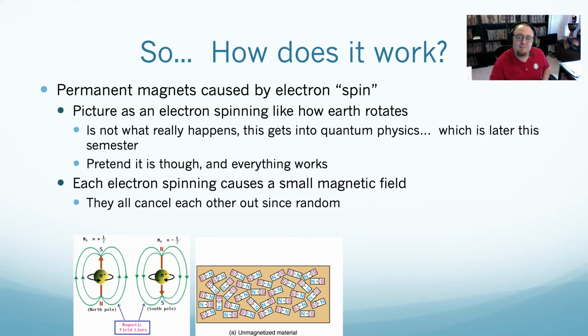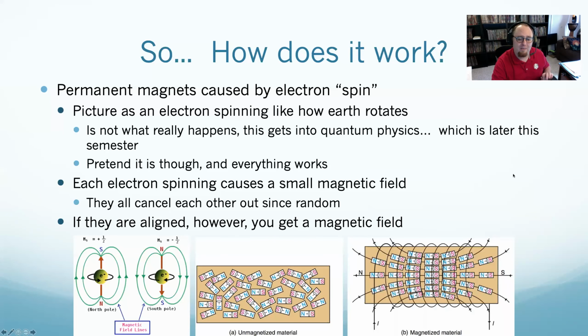What happens though is sometimes you can make them line up. If you get them to line up so that all the spins are in the same direction, you get a magnetic field. Since every single electron goes this way, it all goes that way, and it forms this field. And that's what a permanent magnet is. It's something where all of the electrons are aligned and all spinning the same way.